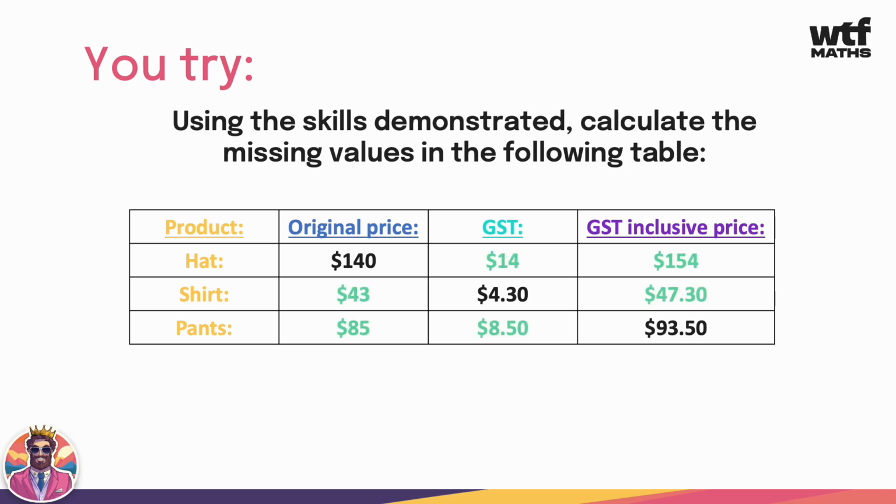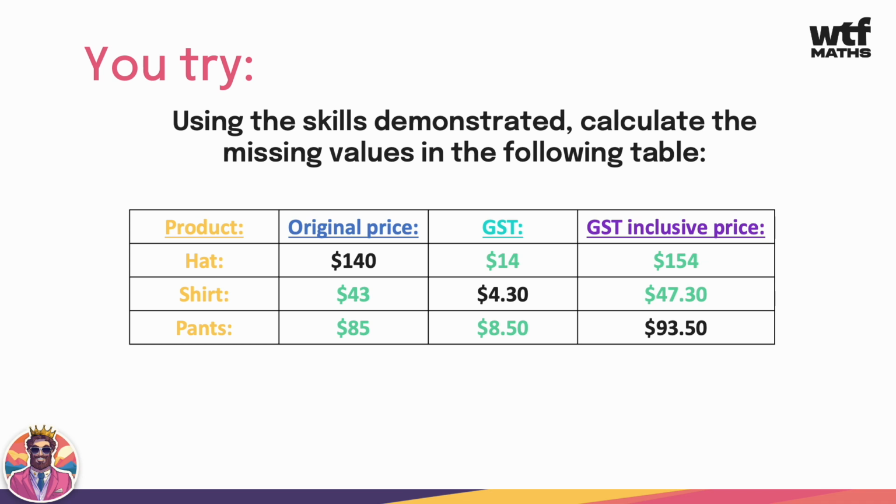Alrighty, here are the answers. So let's go through it very quickly. 10% of a $140 hat is $14, so the total price is $154. If you are told the GST is $4.30, just times it by 10 to get the original price of $43, add it all up, $47.30.